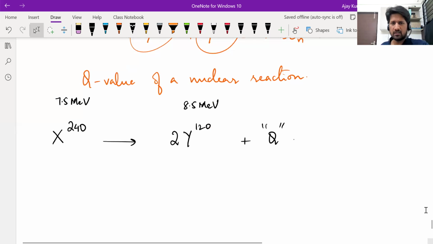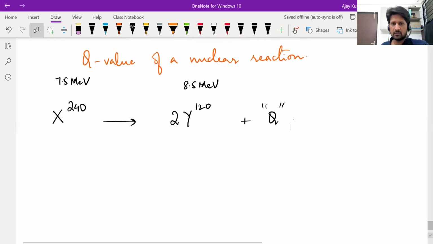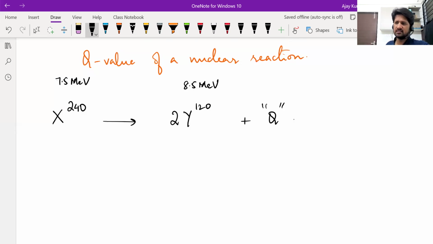Can any of you tell me an idea how to do this? Unstable is converting to stable, so energy will be released. How to calculate the energy released? Generally, how do you find out energy released in a reaction? Energy of the reactants minus energy of the products. Reactant should be high energy, product should be low energy. Then it becomes an exothermic reaction. The difference is released.